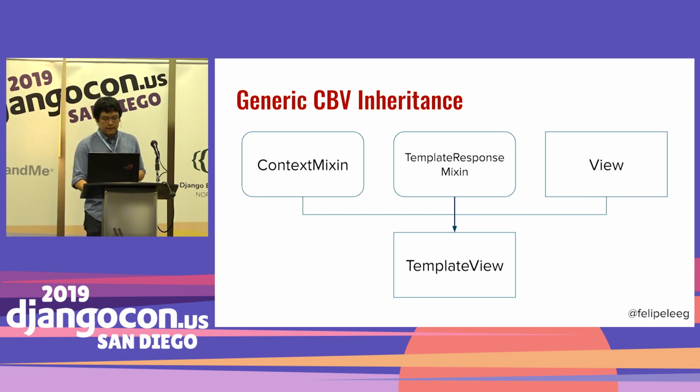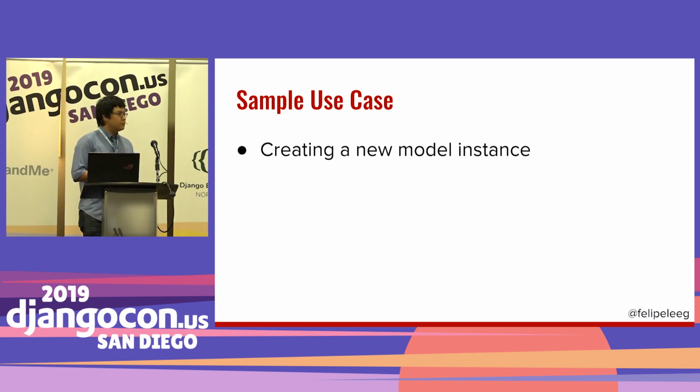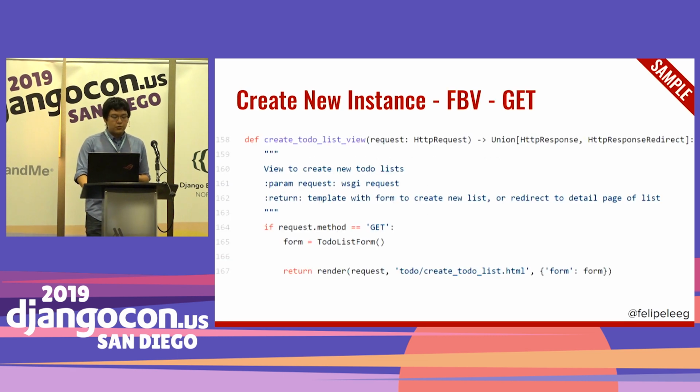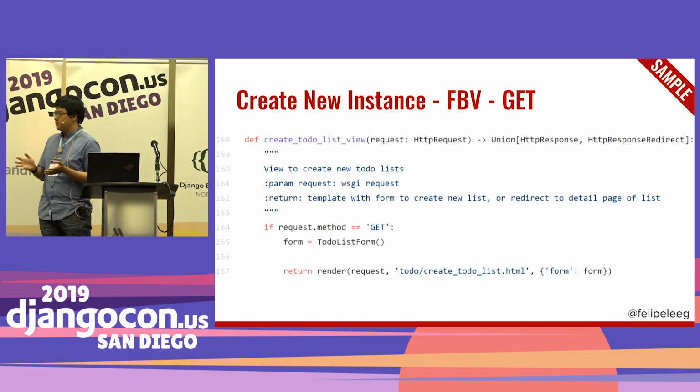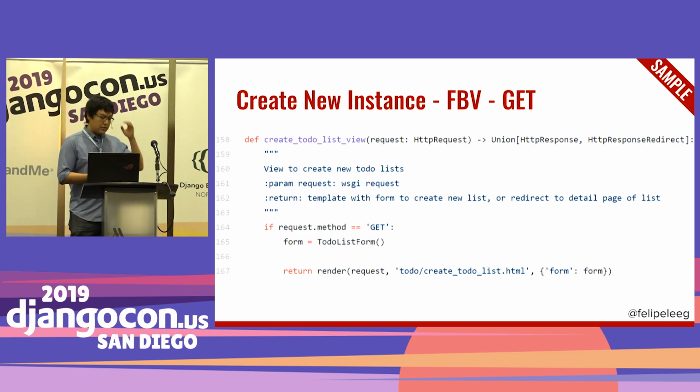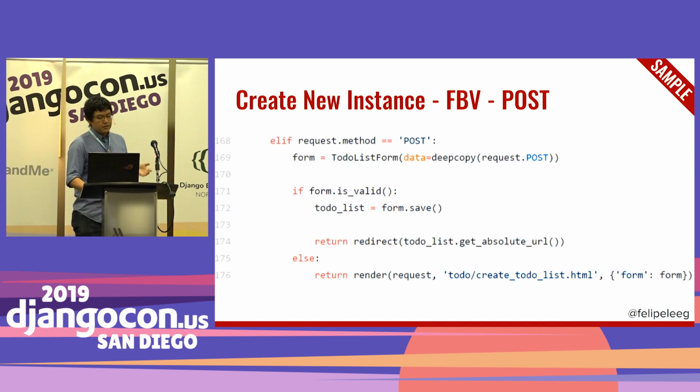And yeah, so let's go into a sample use case, like why would you even want to use generic class-based views, right? So just creating a new instance of a model. It's something that's very common. Here's a simple function-based view that on get will instantiate a form and then render your template with the form. It's pretty simple. And then if it's a post, we'll instantiate the form, pass it the data, and validate it. If it's valid, we save the form and then redirect. If it's not valid, we re-render the template with the form with errors, right? Really simple. This is a really short view.